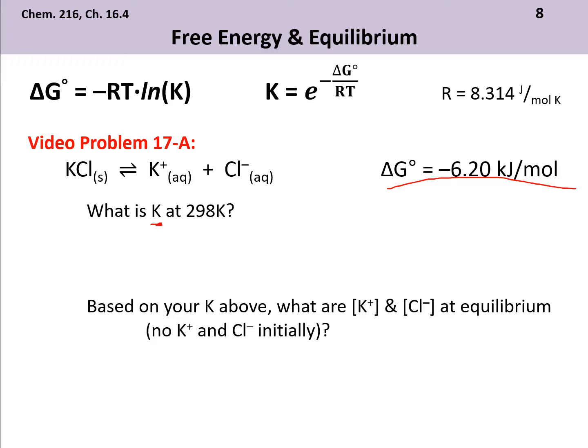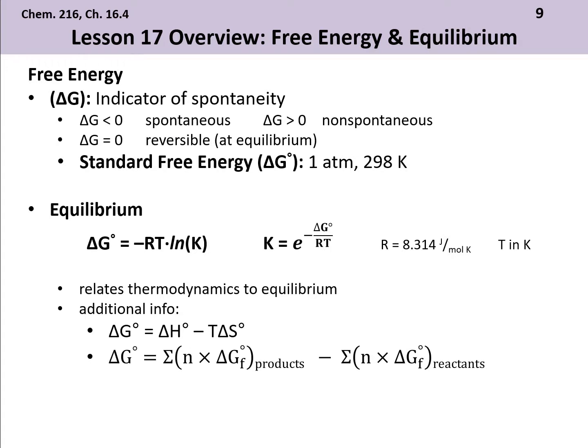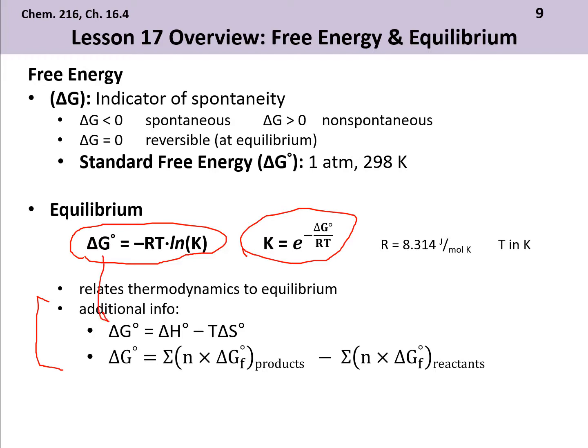And then once you know the value of K, it asks for the concentrations of K+ and Cl-. All right, so that is the end of that last section on free energy and equilibrium. We have these two equations, and we can use them to relate free energy and equilibrium. On the bottom, you can also add in other things, like delta H and delta S. If I knew delta G, I could then figure out my enthalpy, etc. That's something more for fun.